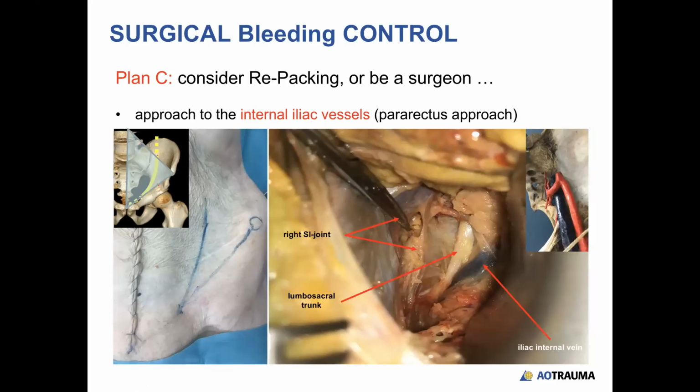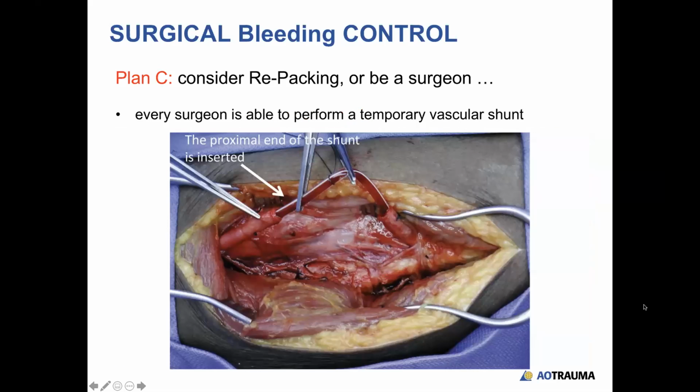If you have to go to the internal iliac vessels, you use the pararectus approach. It's shown here, the typical incision. It's close to that area, but you address a little bit more to the medial side compared to the other incision, which is running in that area. Then you have access to the internal iliac vein and artery, and even to the lumbosacral trunk. You can use this approach as well for decompression of the lumbosacral trunk.